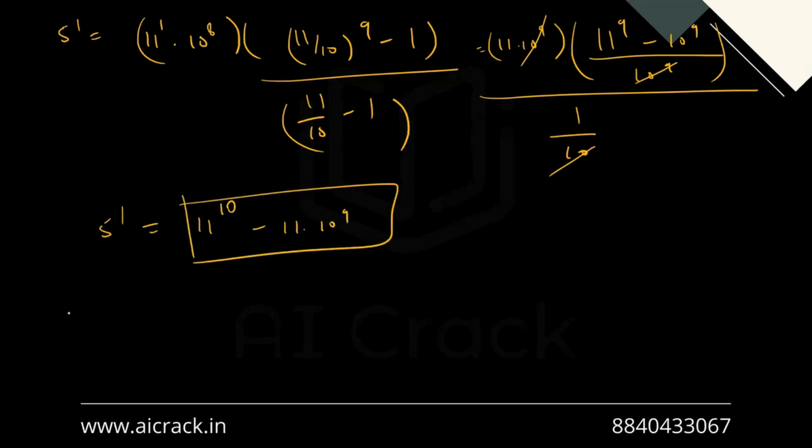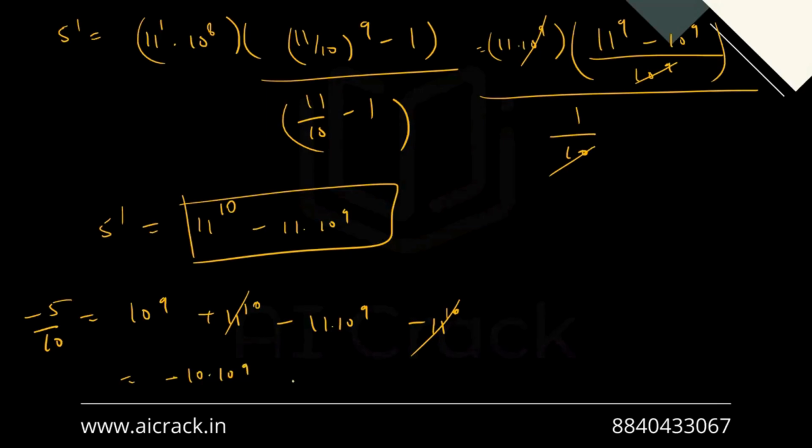Now we want to find out the value of minus S by 10. Minus S by 10 is nothing but 10 raised power 9 plus 11 raised power 10 minus 11 dot 10 raised power 9 and minus 11 raised power 10. Okay, now this and this get cancelled out. What we have got is 10 raised power 9 minus 11 dot 10 raised power 9. Now this becomes minus 10 dot 10 raised power 9. Okay, this is our minus S by 10.